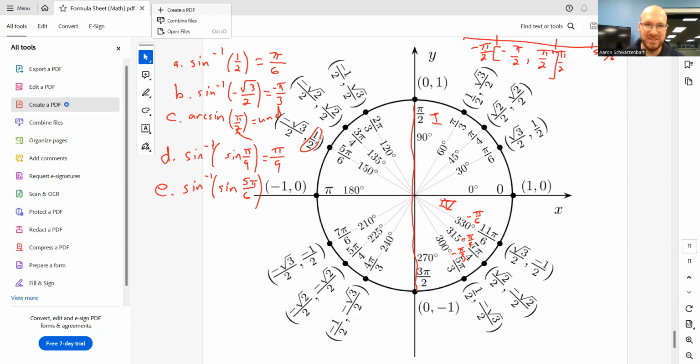But what I can do, the sine of 5π/6 is 1/2. That's also here. The inverse sine of 1/2 is π/6. So because these all have two values, even ones that aren't here, like π/9 would be somewhere down here, they've got two values. And so I can do that.